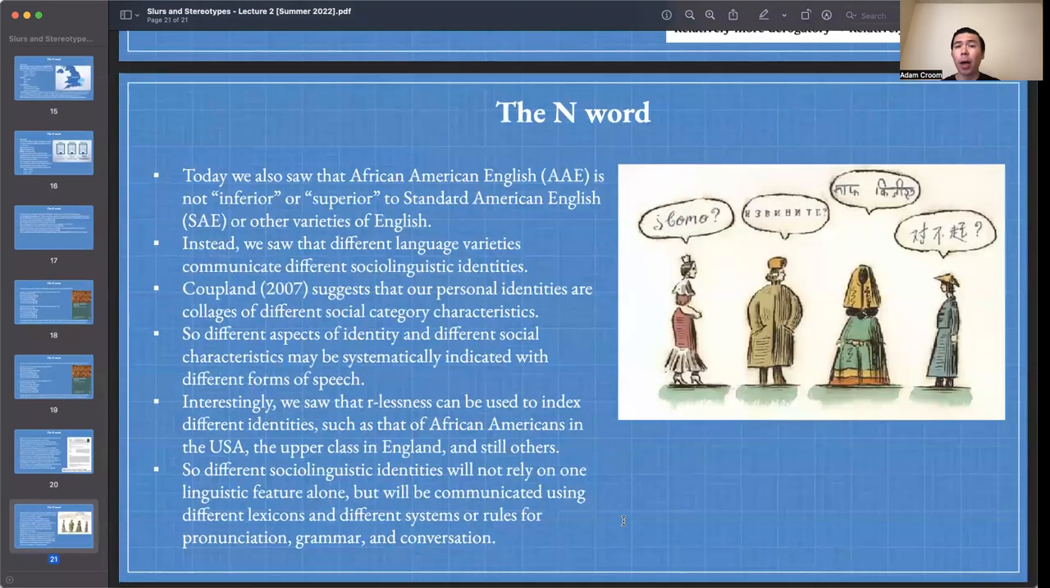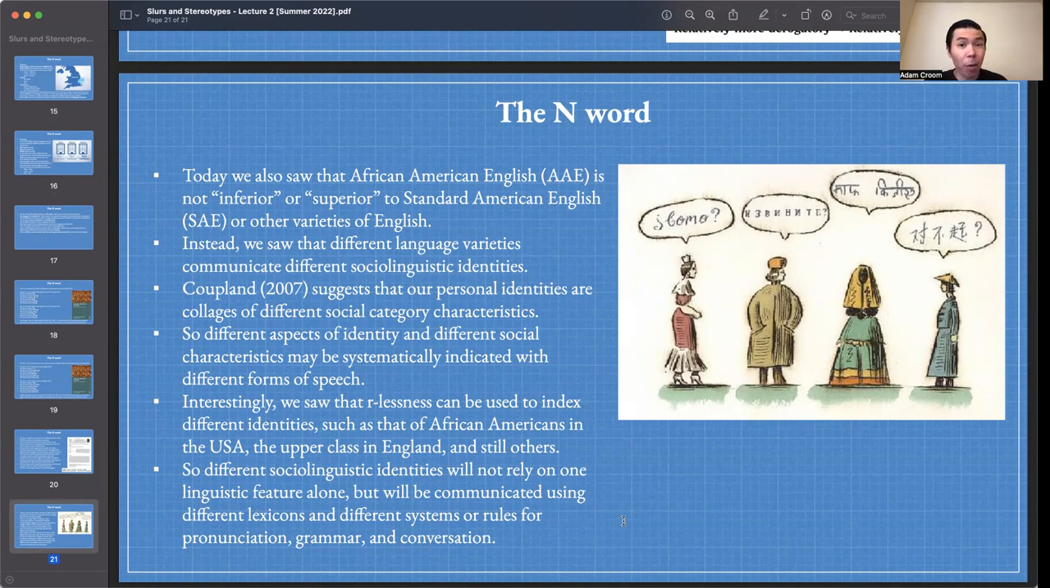Today, we also saw that AAE is not inferior or superior to SAE, right? African American English is not better or worse, more intelligent or less intelligent than standard American English or other varieties of English for that matter. Instead, we saw that different language varieties communicate different sociolinguistic identities.